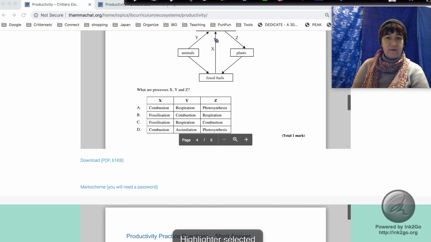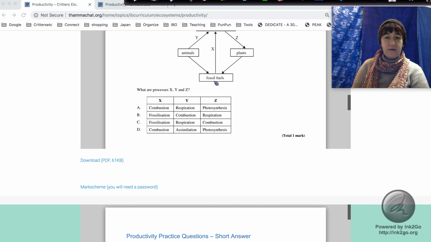Okay, so X, oh, we've got this one as well. I forgot about this. So this is fossilization. Fossil fuels release carbon dioxide through burning or combustion. So X is combustion, which is this one or this one. And Y we said was respiration. So that is this one. And Z we said was photosynthesis.